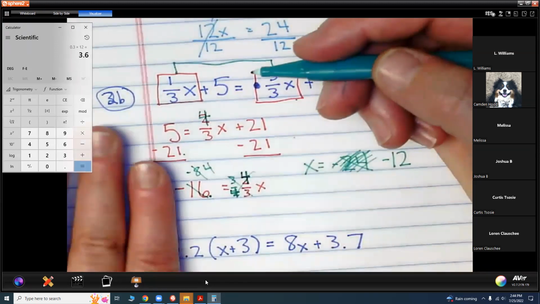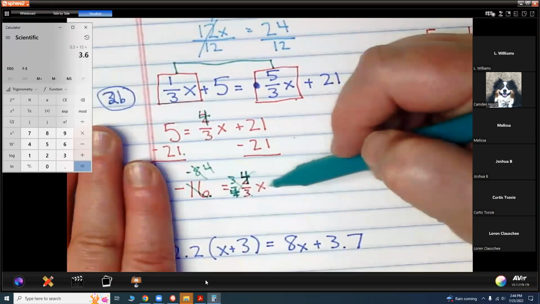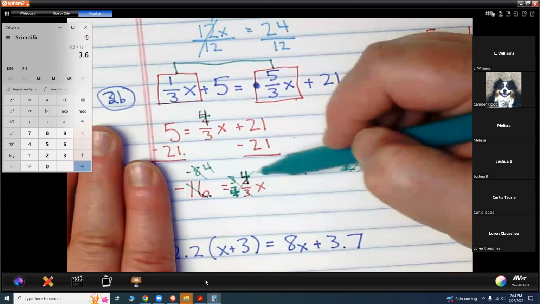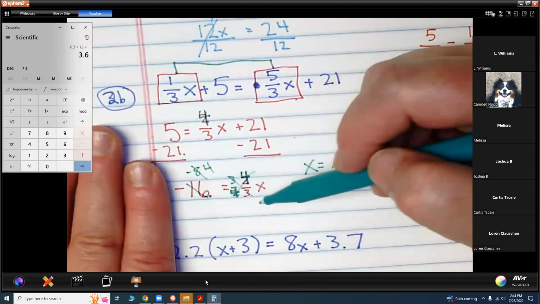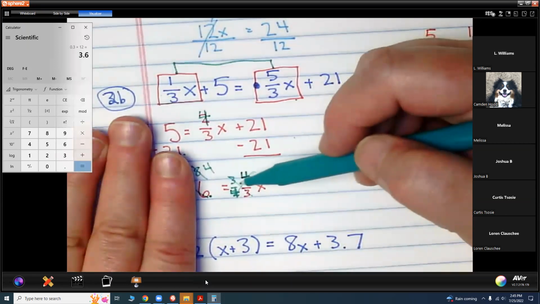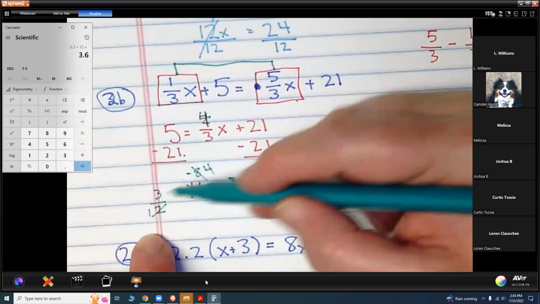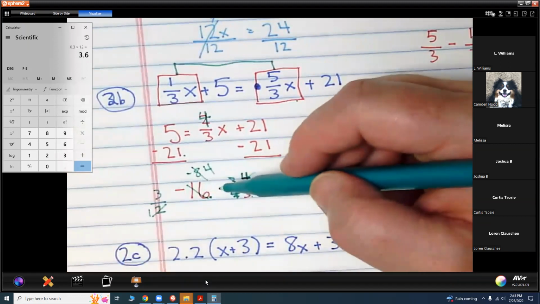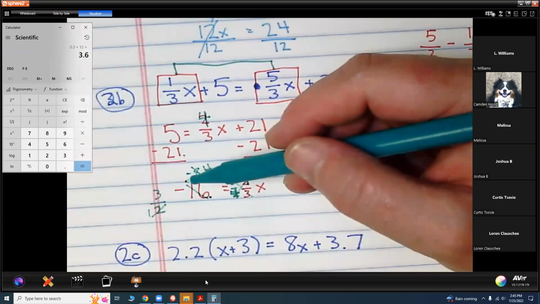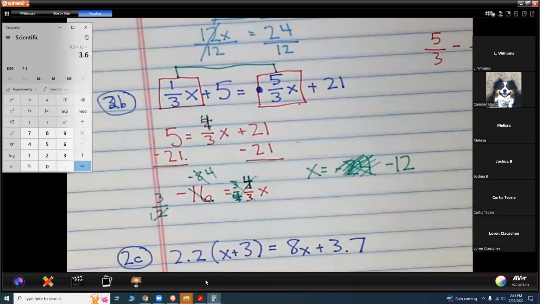So then I have negative 16 equals 4/3 x. To undo my fraction, I take the reciprocal of it and multiply both sides by 3/4. Of course here, 3/4 times 4/3 cancels down to 1, so I'm left with just an x. 4/3 times negative 16 is -4. Or -12, sorry.